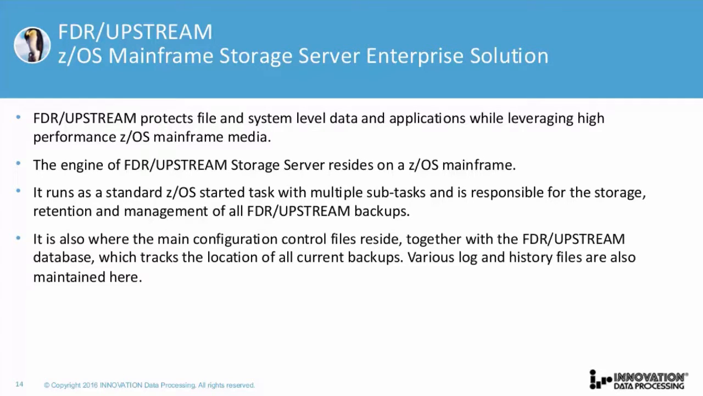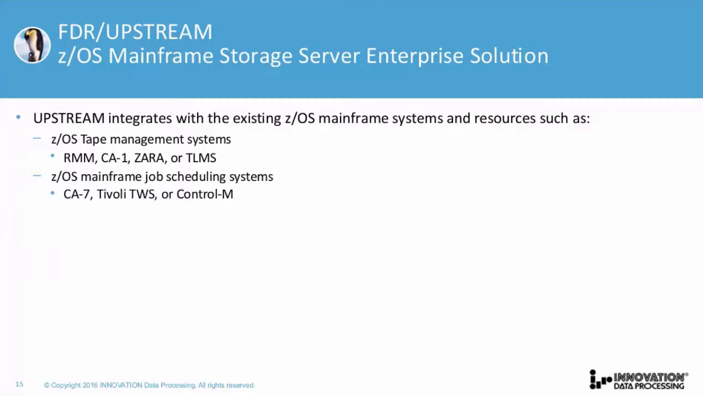It is also where the main configuration control files reside, together with the Upstream database, which tracks the location of all current backups. Various log and history files are also maintained here. Upstream interfaces with the existing z/OS mainframe systems and resources, such as the z/OS Tape Management System, RMM, CA-1, XARA, or TLMS, and then the z/OS job scheduling systems, CA-7, Tivoli TWS, or Control-M.